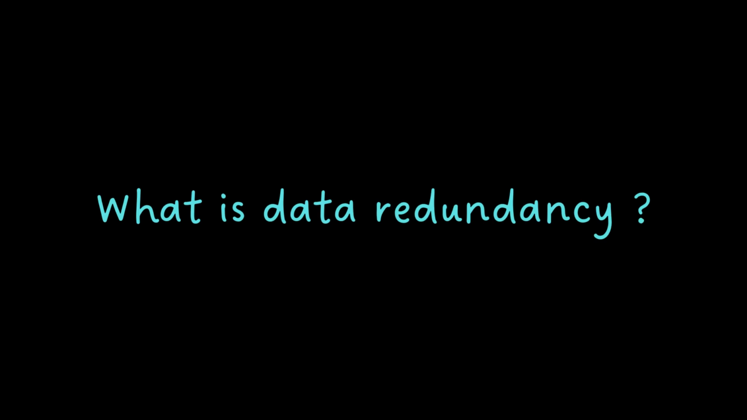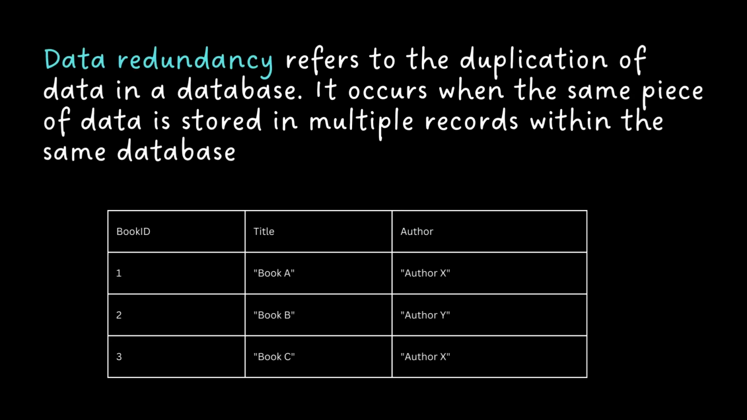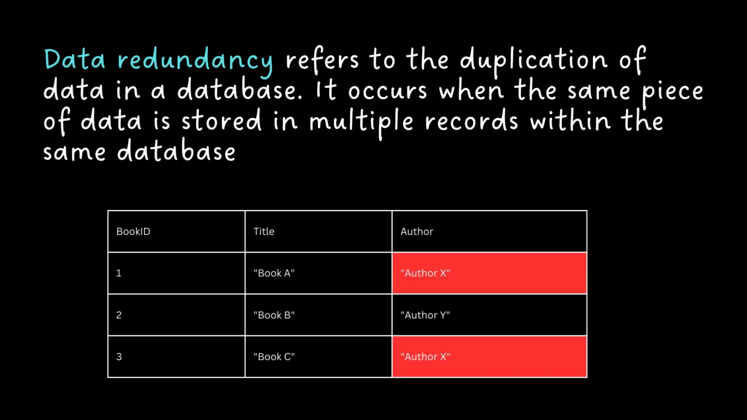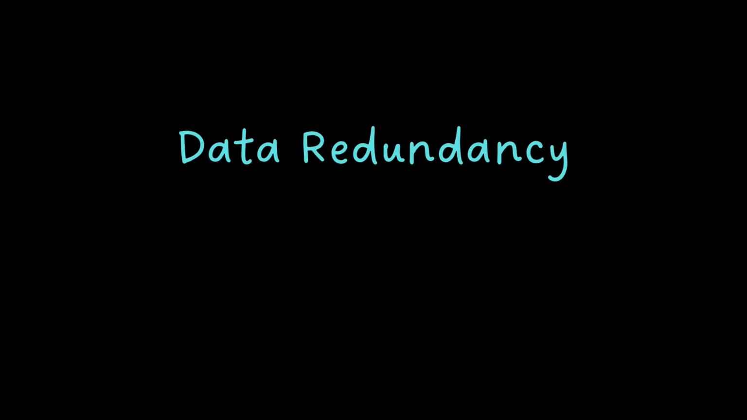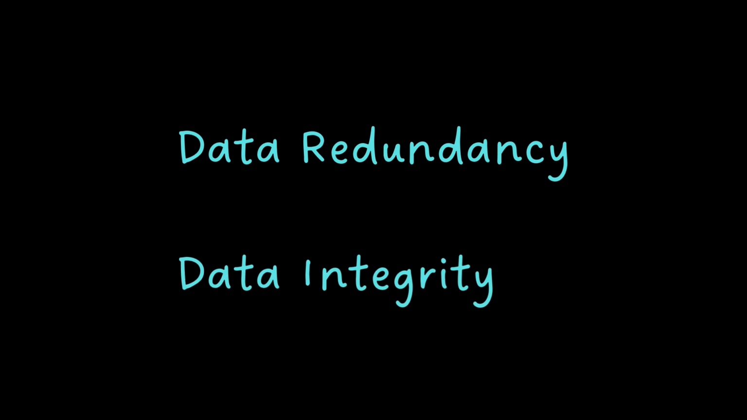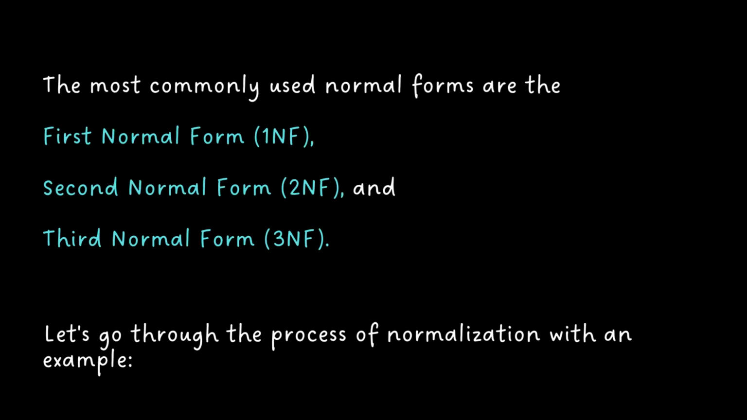What is data redundancy? Data redundancy refers to the duplication of data in a database. It occurs when the same piece of data is stored in multiple records within the same database. In order to reduce data redundancy and maintain data integrity, it's essential to follow a structured approach. This is where commonly used normal forms come into play.